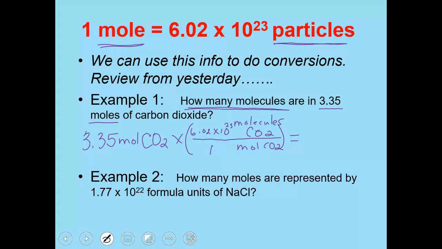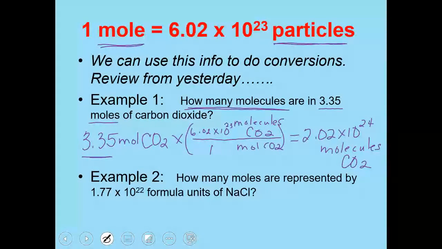When we multiply that, we want to take our answer and round it to 3 significant figures because 3.35 has 3 sig figs. And I got 2.02 times 10 to the 24th. And we've got to put a label on it. The label should not only say what it is, like molecules, but what identity of the substance, like carbon dioxide.